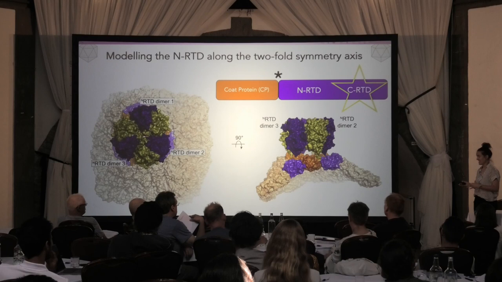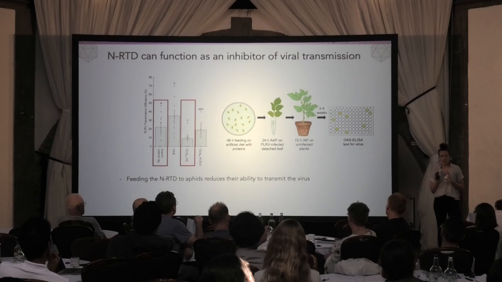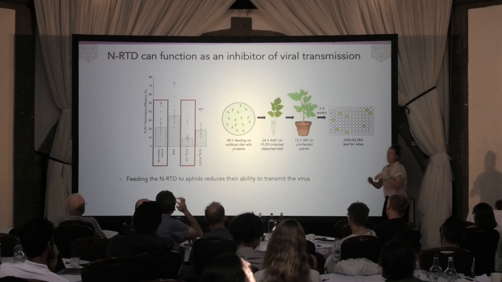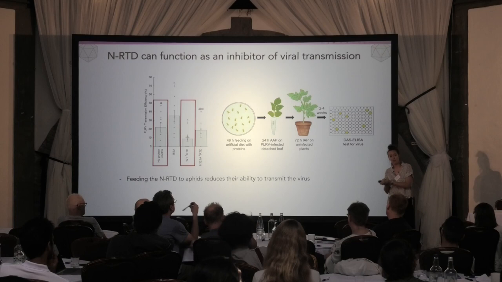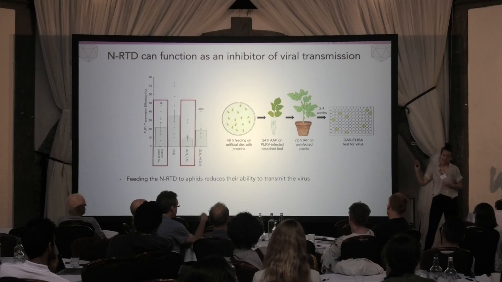The one other biological snippet I will leave you with is this. If you take just the NRTD protein on its own and put it on a plate, a fancy science plate, and you feed aphids on this NRTD, and then you move that aphid onto an infected plant, the aphid feeds, and in theory it should be taking up viruses from that plant. Then you move it onto an uninfected plant and you see what the transmission rate is.